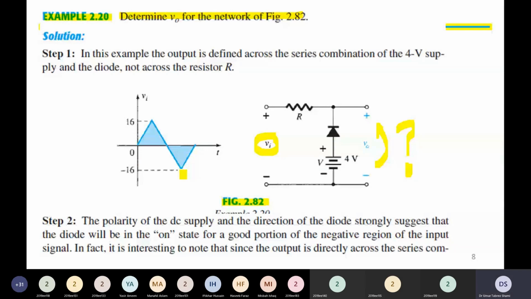Right, so how will we analyze this? We will analyze this circuit by again breaking our input voltage signal into two halves. First, we will analyze when we are giving a positive signal from 0 to time T by 2, and then we will analyze for the remaining part from time T by 2 to time T, the negative part. Okay?